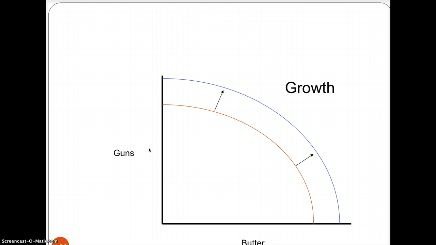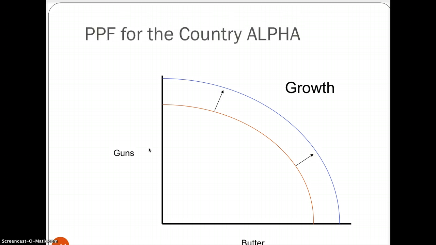So let's take a look at this shift. Here we're going back to Alpha. They're trading off between guns and butter. We started off at that red production possibilities curve. Then the curve shifted to the right after you had more technology or maybe more education in the economy, whatever it might be. That caused economic growth. That shifted the PPC to the right, from the red PPC out to the blue PPC.